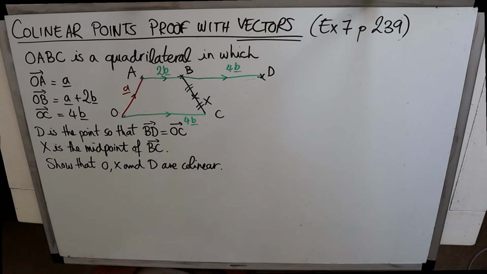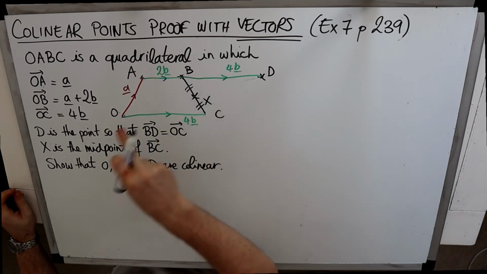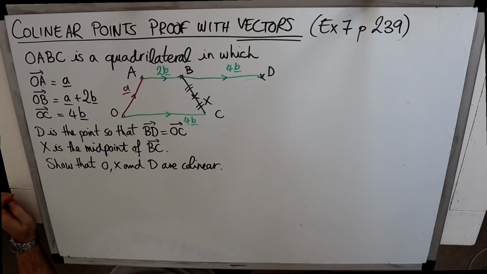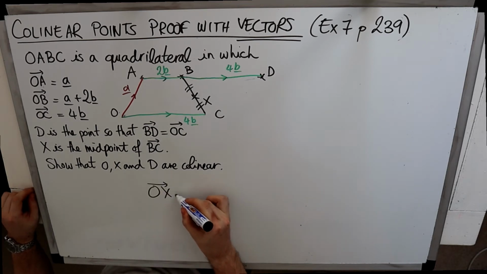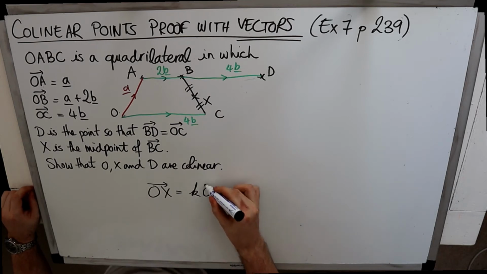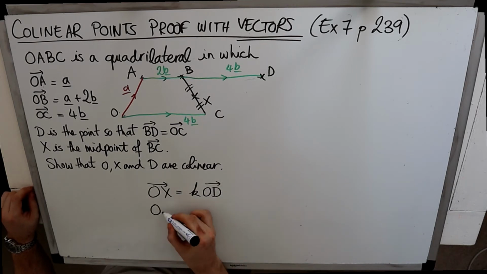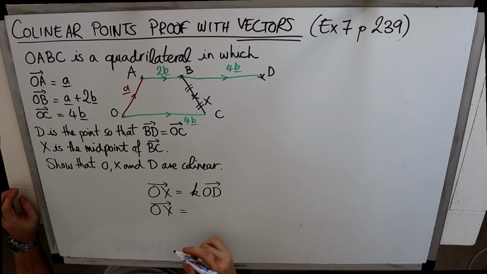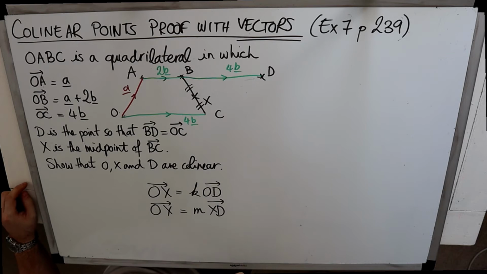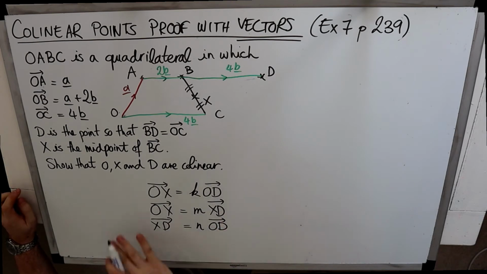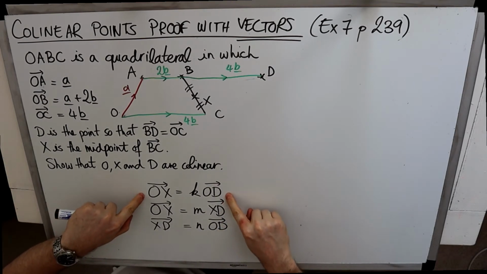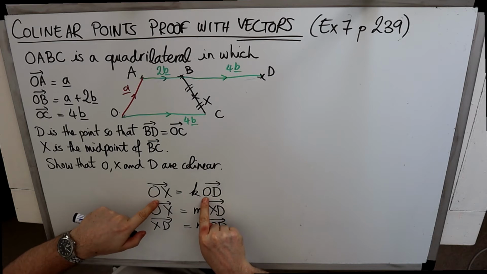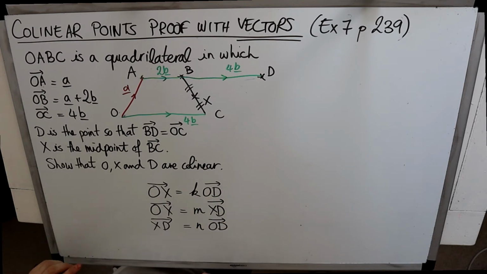Because in order to prove it, I need to show, and there are different ways of doing this, that two vectors involving different combinations of O, X, and D are parallel, and that in addition they have a point in common. So either I'm going to show that OX is equal to a multiple of OD, or that OX is equal to a different multiple of XD, or that XD is equal to another multiple of OD. Any of these would show me that these two vectors are parallel, but because they have a point in common, that means they have to be on the same line as well. So it's just some combination of this.